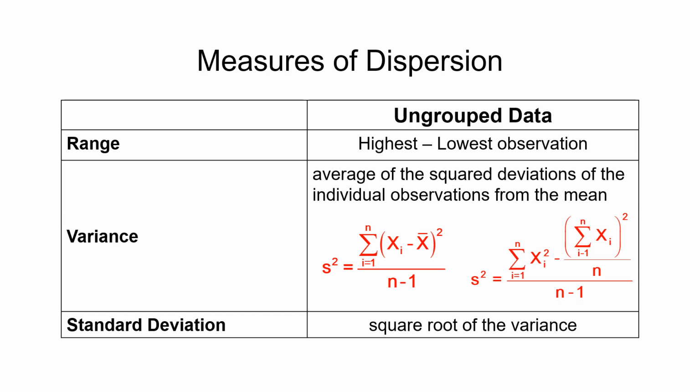The degree of spread or variability in the data is provided by the measures of dispersion, since the average alone is not enough to describe a set of observations. The range is simply the difference between the highest and the lowest value. The wider the range, the more dispersed the data.